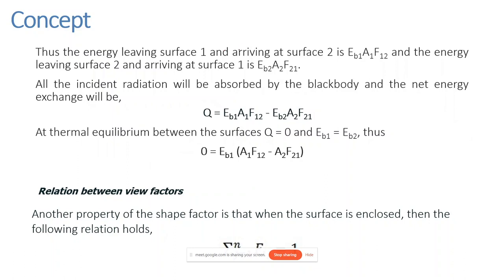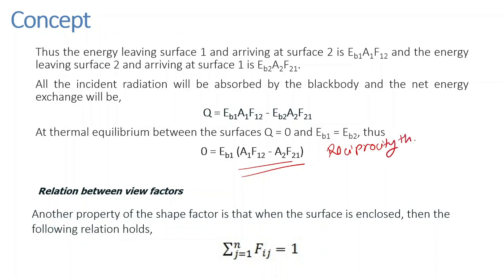A few more concepts related to that. This one is known as the reciprocity theorem. What it tells us is, if the area of surface 1 is A1 and the fraction of energy leaving surface 1 and reaching surface 2 is F12, then we can also write A1 F12 is equal to A2 F21. This can be generalized.